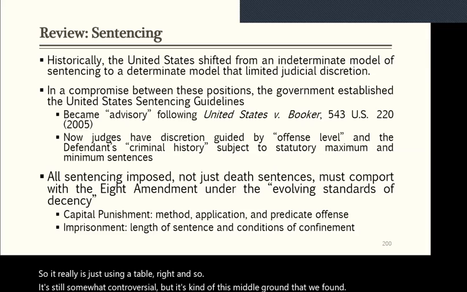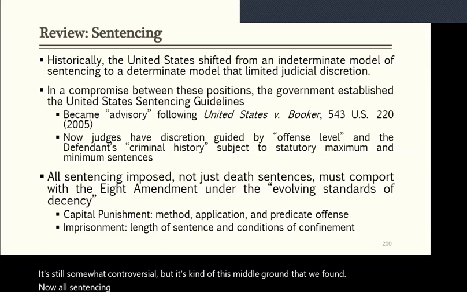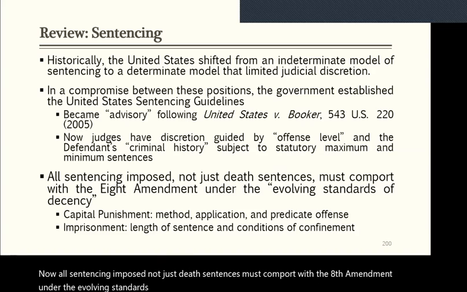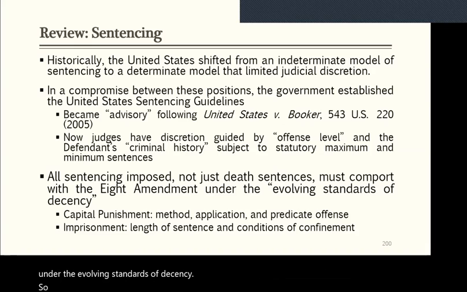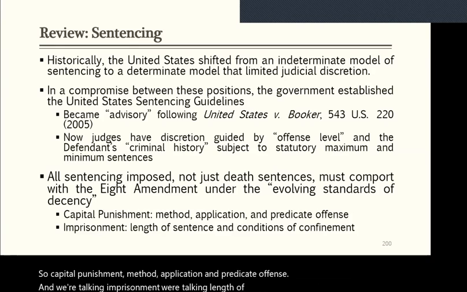Now, all sentencing imposed, not just death sentences, must comport with the Eighth Amendment under the evolving standards of decency. So capital punishment, method, application, and predicate offense. And we're talking imprisonment, we're talking length of sentence, and conditions of confinement.